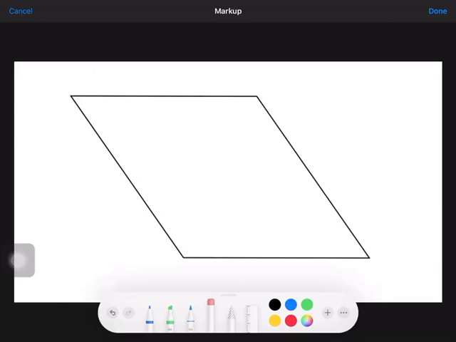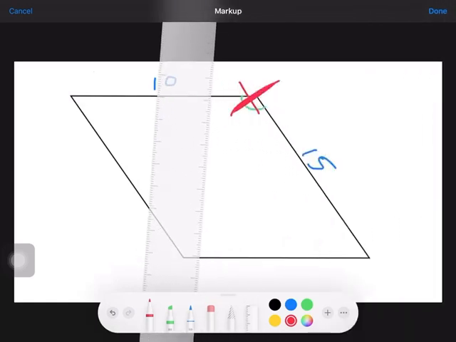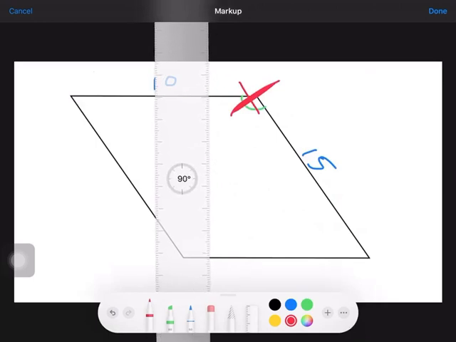Even if I gave you this value, let's say it is 10, and let's say this value is 15, you do not have enough information to find the area of the parallelogram, because the angle between these two lines is not 90 degrees. Because this is not a 90-degree angle, I cannot use that. I have to have a perpendicular line in order to use it for my parallelogram.